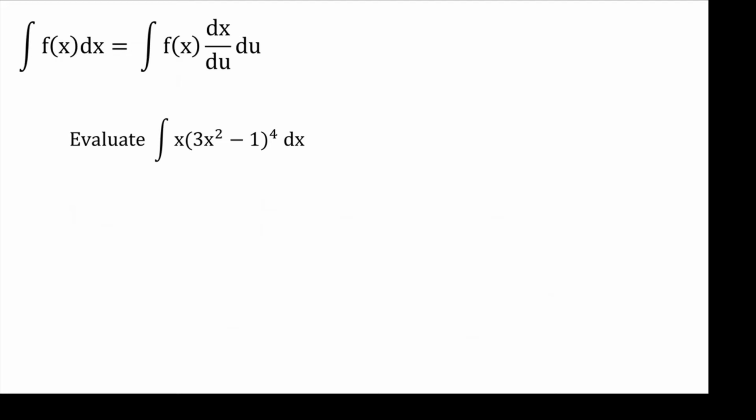So, for example, evaluate the integral of x times (3x squared minus 1) to the power of 4. At the moment it looks like a nightmare, so let's say that u equals, can you guess what u will be? Let's say that u is 3x squared minus 1. So if u is 3x squared minus 1, then du/dx is 6x. And what we do to sub into the expression is we want dx/du, which is 1 over that. So 1 over that is 1 over 6x.